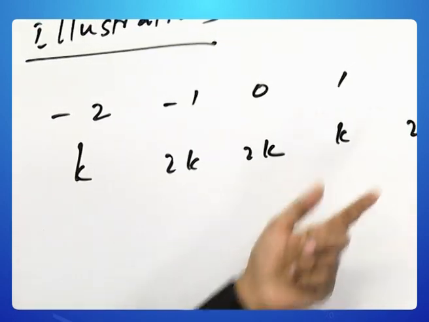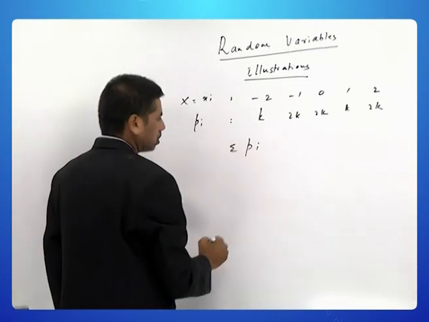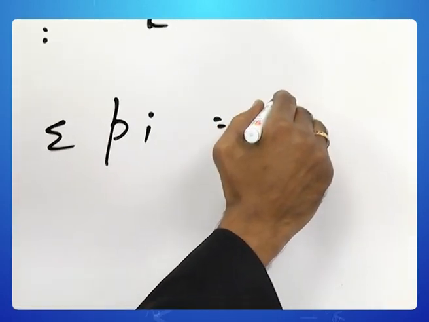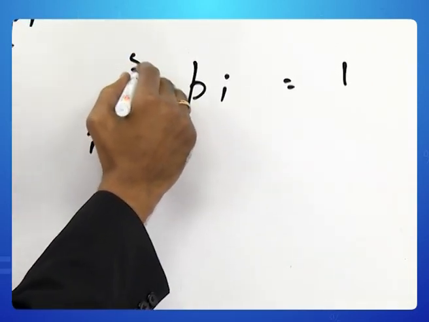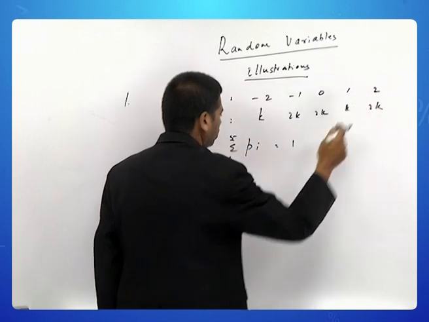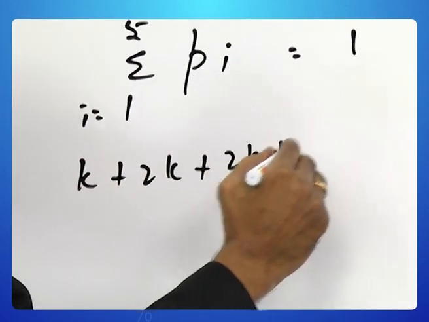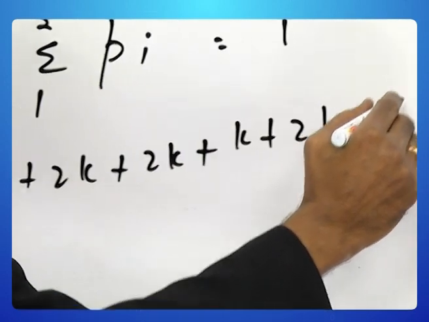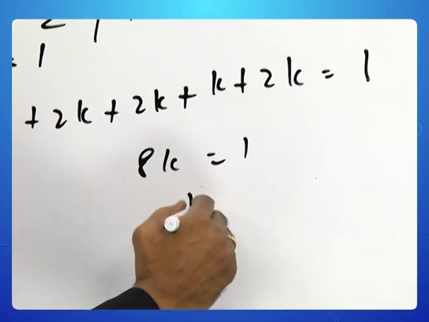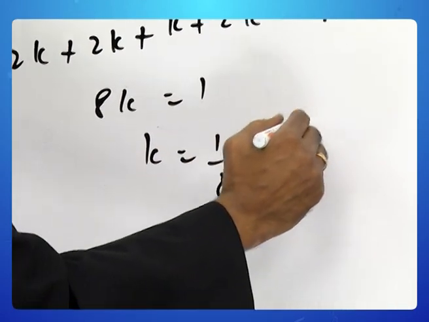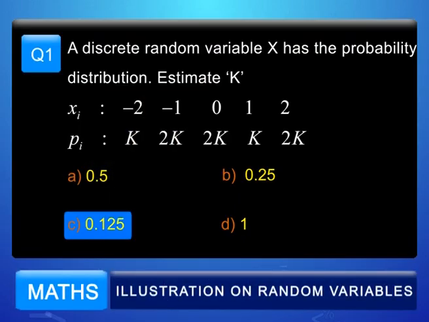These are the assigned probabilities. We know that if x is a valid random variable, the sum of the probabilities should be equal to 1, with i from 1 to 5 because there are 5 values. That means k plus 2k plus 2k plus k plus 2k is equal to 1. So this becomes 8k is equal to 1, k is equal to 1 by 8, which is equal to 0.125. So you can see that option C is correct.